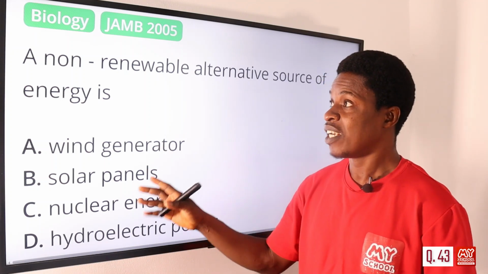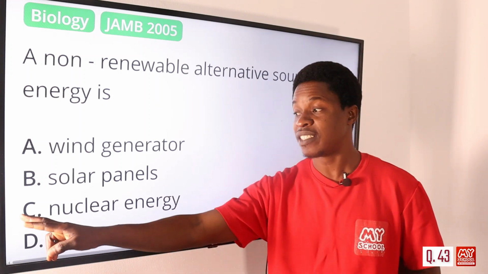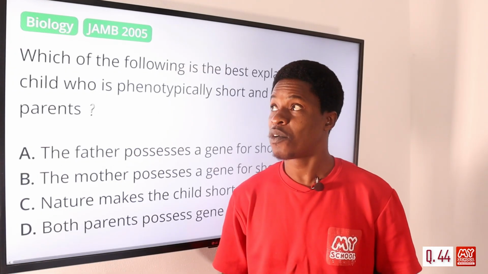So among this now, the non-renewable alternative source of energy is the nuclear energy. The correct answer is option C. Now let's move on to question number 44.